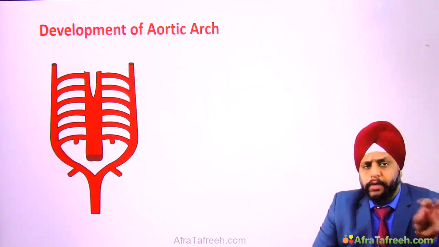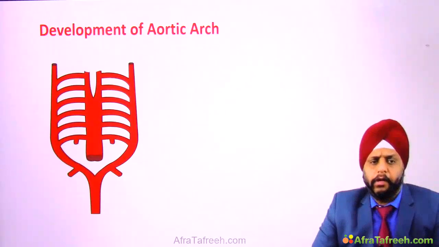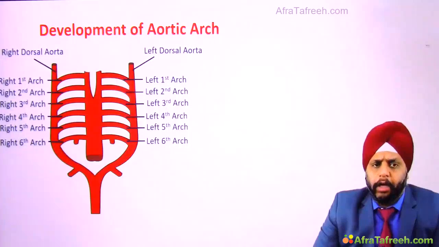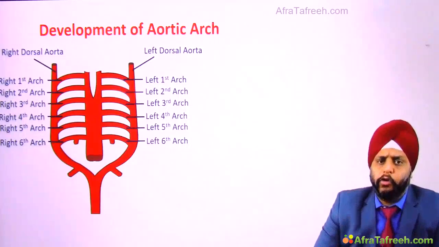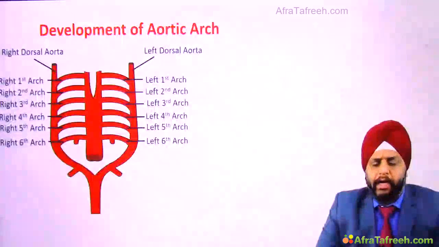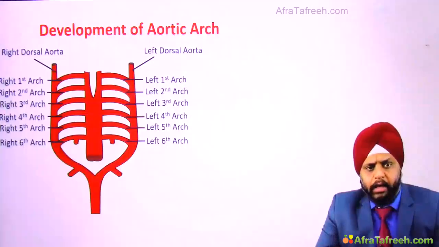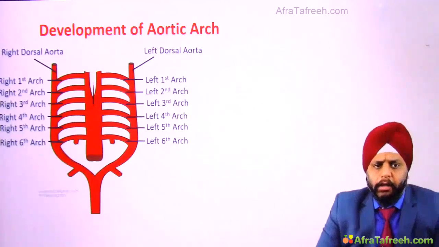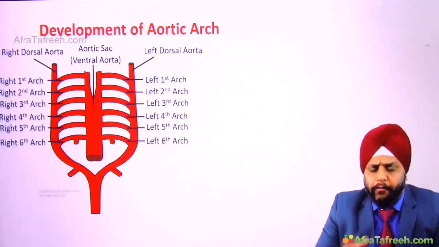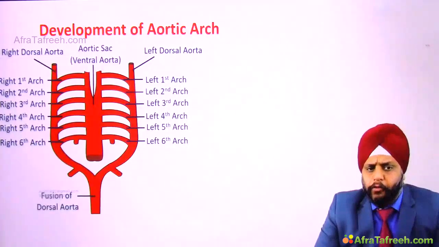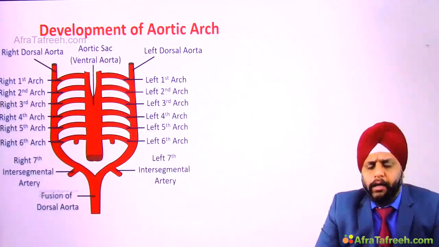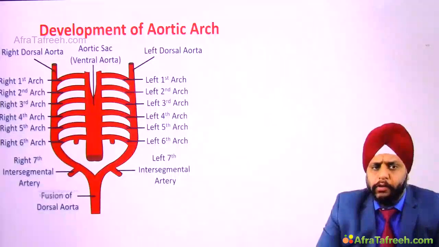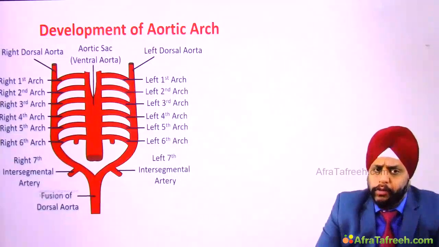Let's go back and study some embryology. Let us discuss the development of the aortic arches. Very important to understand the nerve supply of the larynx. Now we can see the right and the left dorsal aorta and the right and left arches and the blood supply. We can see the aortic sac that forms the ventral aorta. We can see the fusion of the dorsal aorta and the right and left intersegmental arteries. So these are the embryological structures present. Now what happens to these structures?